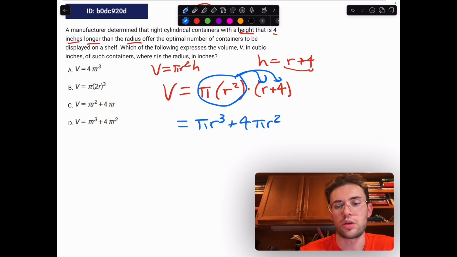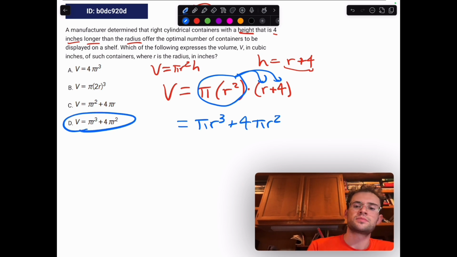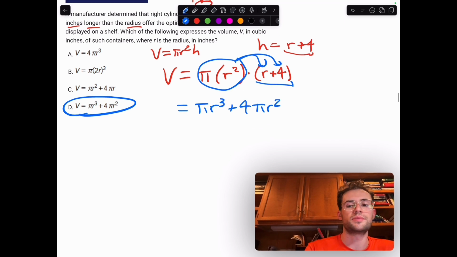Now they could change the order of those. The commutative property of addition means it doesn't matter. But pi r cubed plus 4 pi r squared, that's option D. All right, so that's all you've got to do there: substitute in this r plus 4 for h and then distribute.